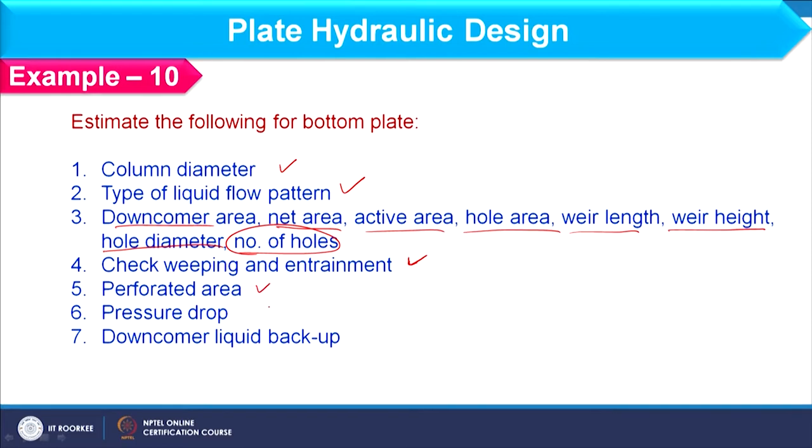Next we have to find the perforated area, then the pressure drop, and then the downcomer liquid backup. You see all these parameters we have to calculate. These calculations should be carried out for the bottom plate, not the top plate. What changes will occur when we consider the bottom plate as well as the top plate, we will discuss while solving this problem. So, let us start with the column diameter calculation.